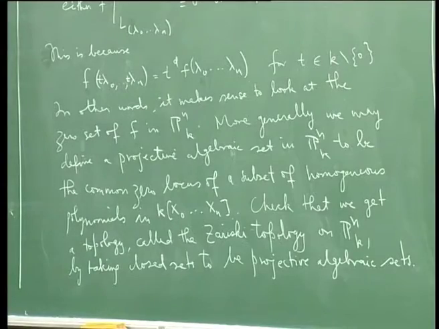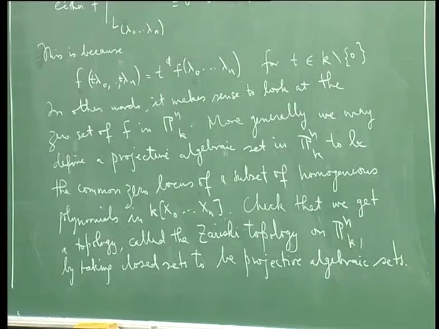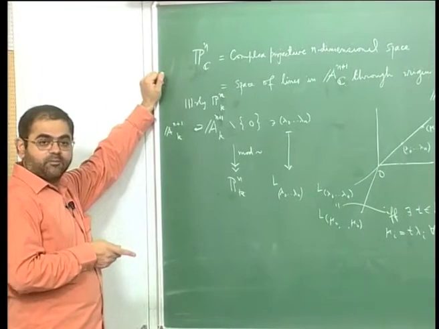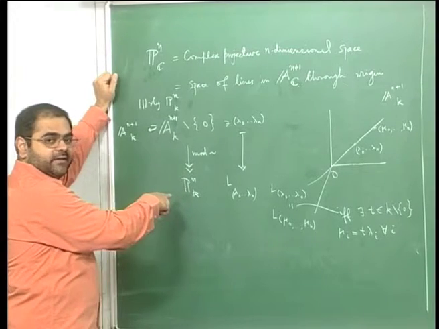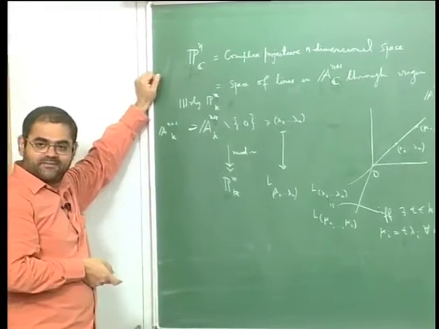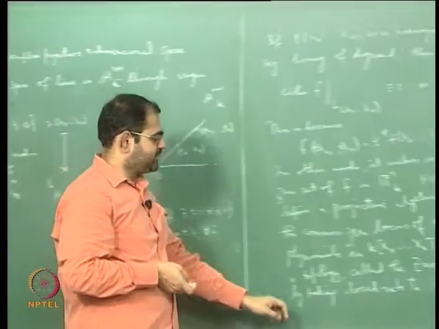Okay. If you take projective algebraic sets to be closed sets, you get a topology on projective space, and that is called the Zariski topology. And the fact is the following: that topology is the same as the quotient topology that you get from the Zariski topology on top.